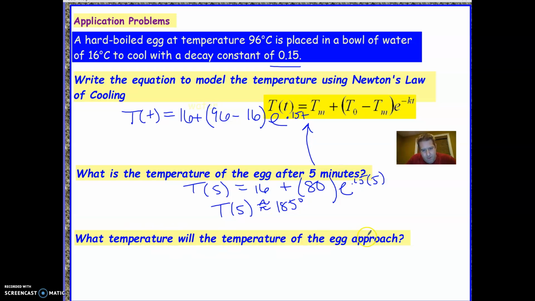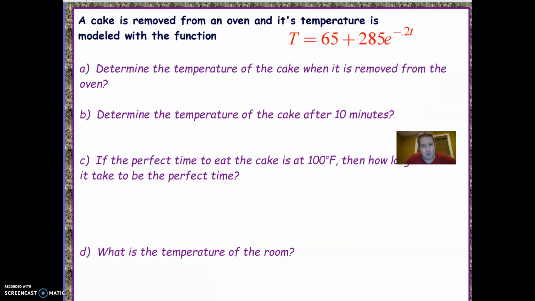What temperature will the egg approach? So the egg is going to get closer and closer to a temperature of 16 because that's the temperature of the medium. It could, I guess technically, theoretically, reach it exactly, but it's never going to get less than that. So once it reaches that temperature, it's not going to change unless an outside source changes it.